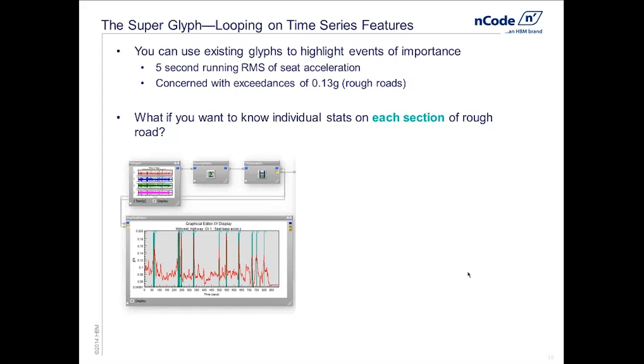Let's assume that I'm only concerned with exceedances of 0.13 Gs, as I'm considering this condition a fair indicator of being on a rough road. So I can easily use the time series calculator to highlight those sections for me, which is exactly what I've done here. However, the graphical editor by itself can only extract those sections. When I extract those sections, it concatenates them all together for me. In some instances, that's fine. But if I want to perform individual statistical calculations on each individual section of rough road, I'm going to need to create a looping superglyph.